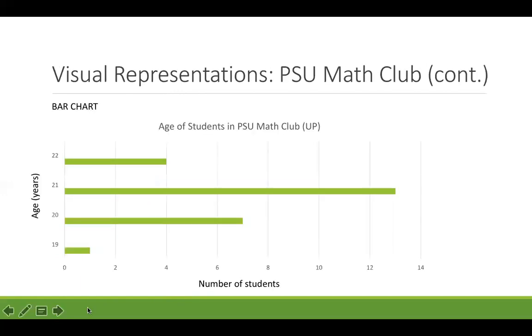And then a bar chart shows the same data of the Penn State Math Club, and you can just see the longest bar, which is 21 again. 13 students are 21, and that's the highest number for an age in that group. So it just shows that most students are 21, and then the shortest bar is 19, so only one student is 19 in the club.